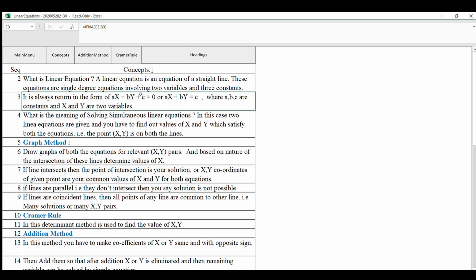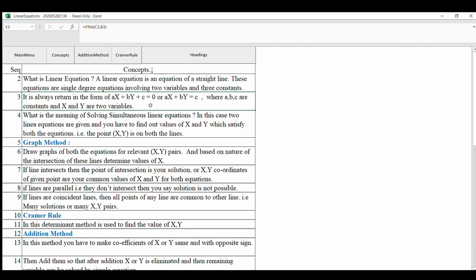Now, what is the meaning of solving simultaneous linear equations? In this case, two linear equations are given and you have to find values of x and y which satisfy both the equations. That is a common point between these two equations, or an xy value which satisfies both the equations, and after computation they result in 0. Okay, how many methods are there to solve this? There are 3 methods to solve these equations. First method is graph method, second method is Cramer's rule, and third method is addition method.